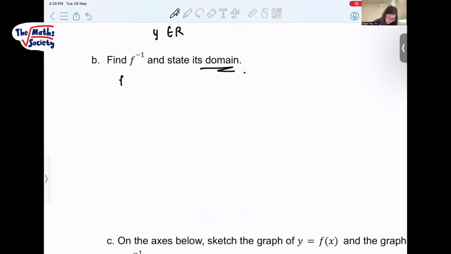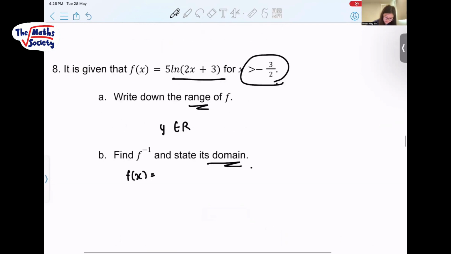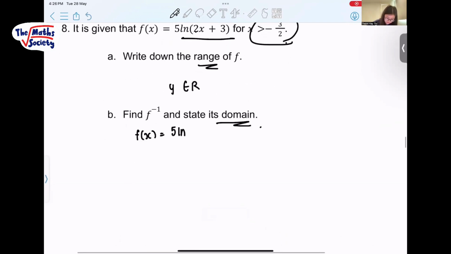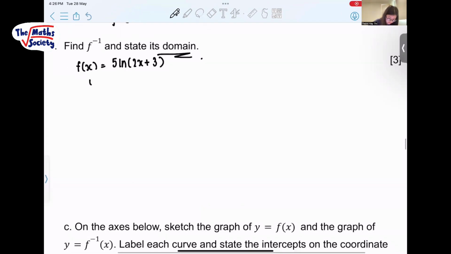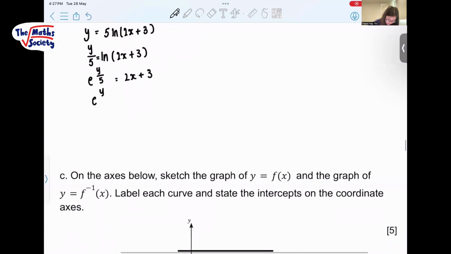So let's try to find it. First of all, f(x) is equal to 5 ln(2x plus 3). So then you'll have y equals 5 ln(2x plus 3). You have y by 5 equals ln(2x plus 3). And then you have e power y by 5, which equals 2x plus 3. And then it's going to be e power y by 5 minus 3, all over 2, equals x.